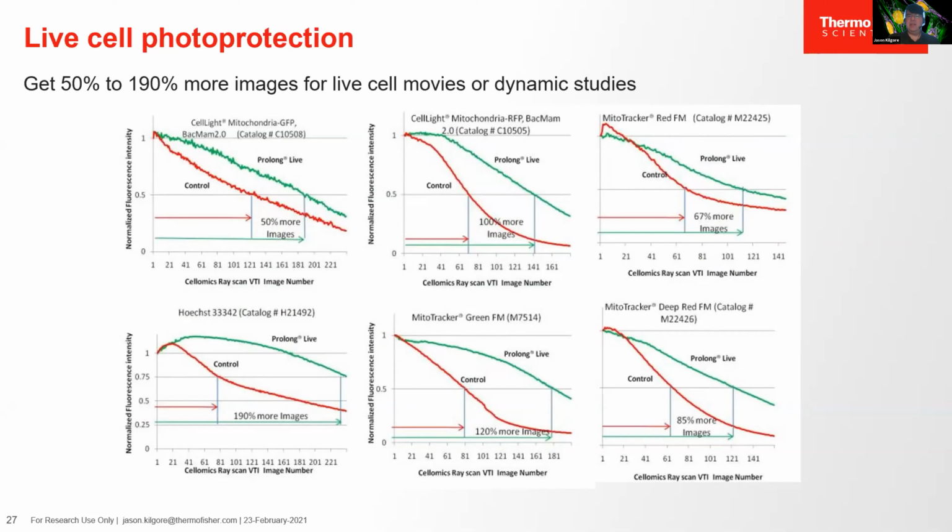Then there's a number of other dyes here, RFP at the top in the middle, and then some MitoTracker dyes for mitochondrial labeling, and Hoechst 33342 in the lower left. And you're improving by as much as double, or even 190% more images by using this. So it can be impressive in terms of collecting enough of samples before they photobleach to 50% intensity.